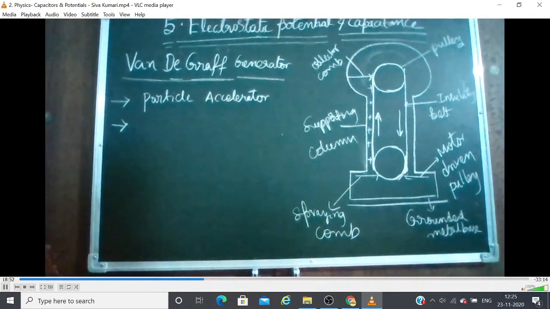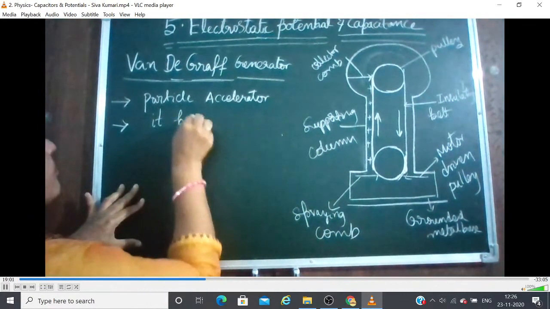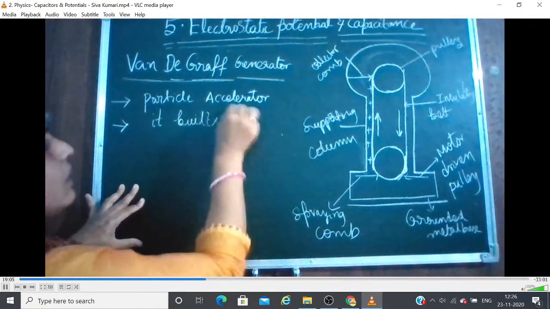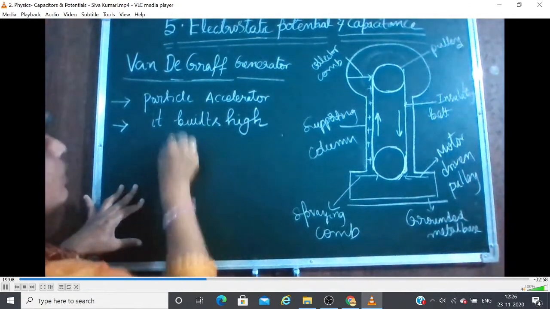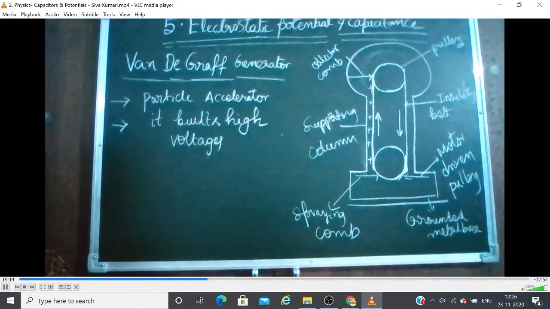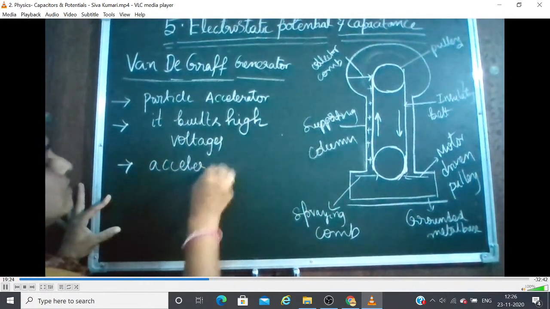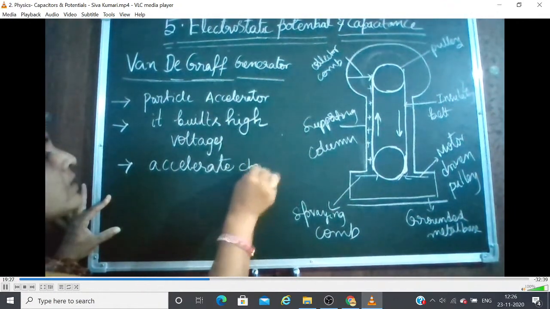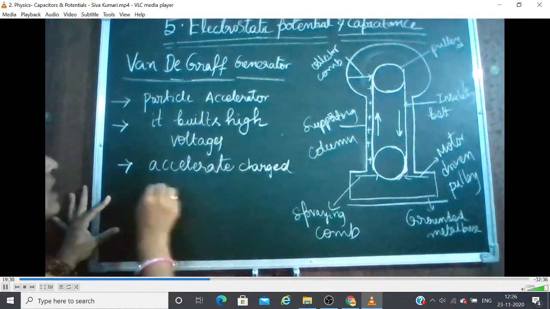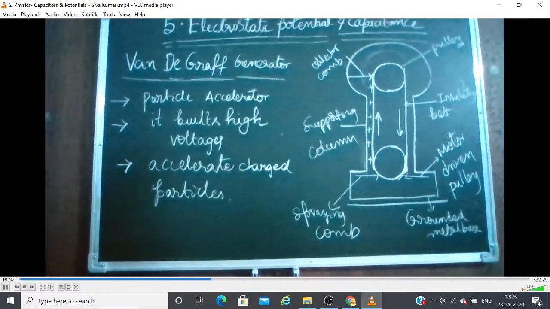It can give high voltages. That machine can build high voltages, and also it is used to accelerate charged particles. That means not neutral particles, only charged particles.